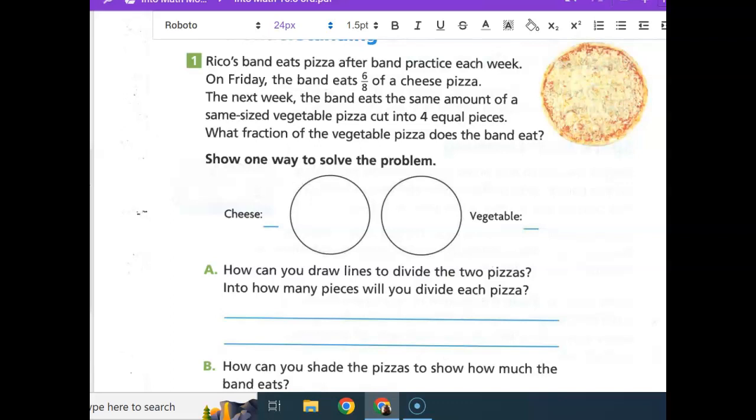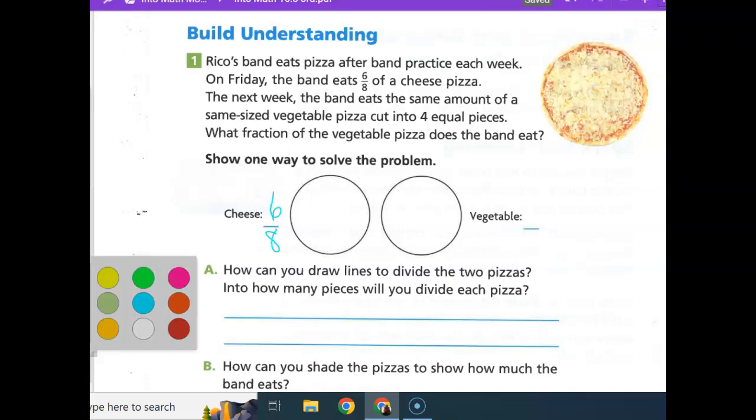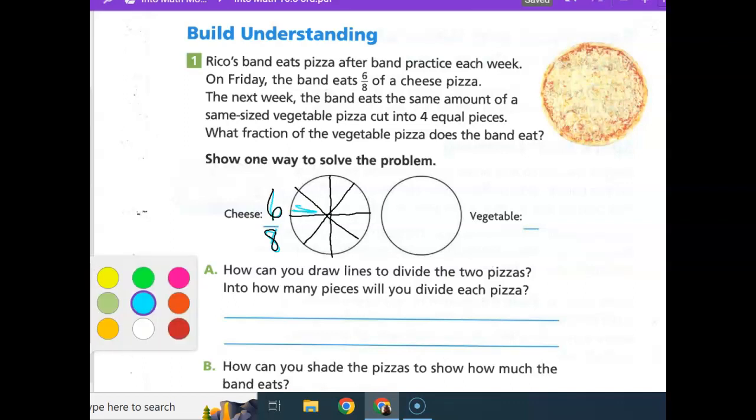So we know that the cheese pizza is 6/8. Okay, so we need to divide this pizza into 8 pieces. And they're going to eat 6 of them. So 1, 2, 3, 4, 5, 6. Now the next one we're supposed to put into 4 equal pieces. So let's just divide this pizza into fourths.